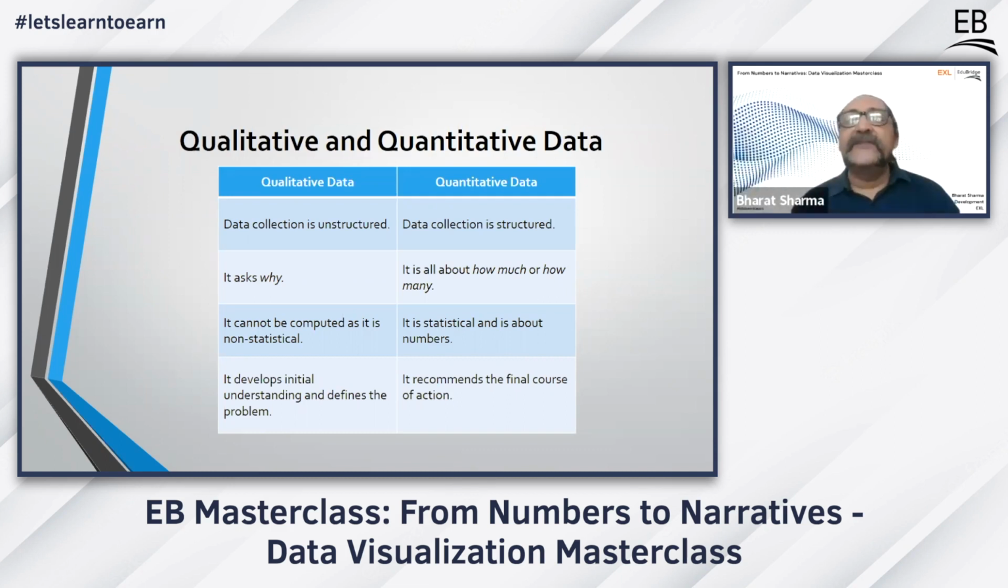But for quantitative data, the collection is structured. It is also about how much or how many. So it quantifies things. It is statistical and is about numbers. And it recommends a final course of action because you are able to make some head and tail from this data.